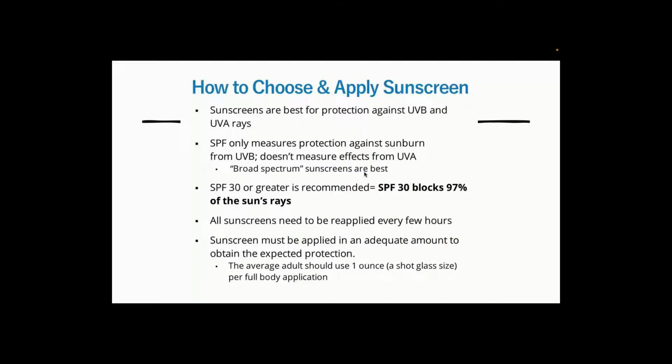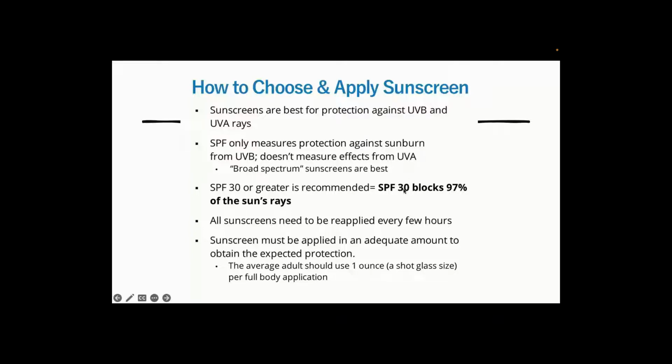So how to choose and apply sunscreen. Sunscreens are best for protection against UVB and UVA rays. SPF only measures protection against sunburn from UVB. It doesn't actually measure effects from UVA. As we remember from our previous slides, UVB is what is causing the burning, but UVA can also cause damage, leading to aging effects and possibly contributing to skin cancers as well. So it's best to find a broad spectrum sunscreen. Broad spectrum means they block both UVB and UVA light.